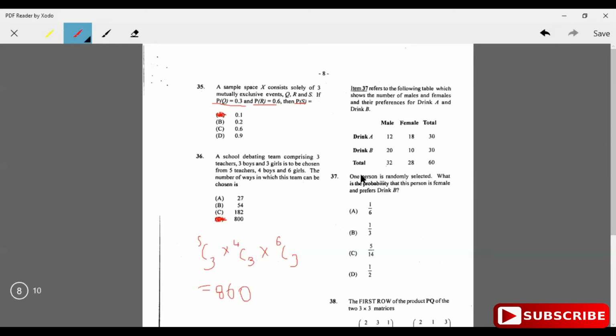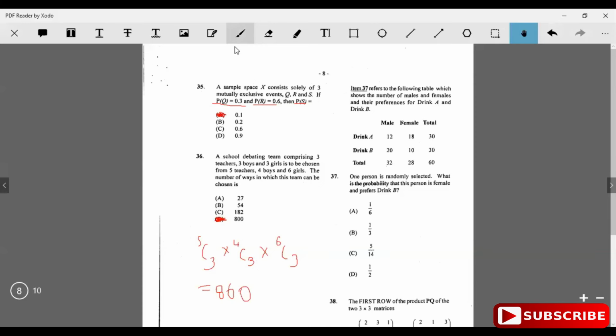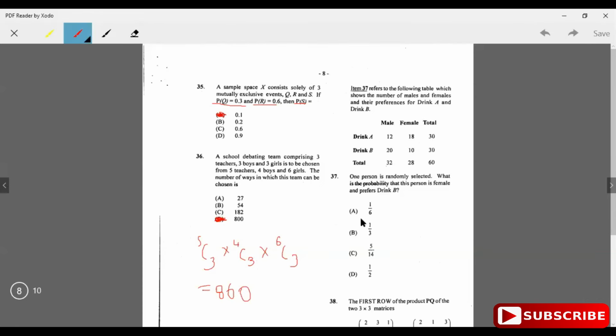Question 37. Big repeat. What is the probability that this person is female and prefers drink B? We've done this. 10 over 28, right? A, 1 over 6. So it says, what is the probability the person is female and prefers drink B? Female and prefers drink B, that's 10. So you're looking at where drink B intersects female, and then it's divided by the total. So it's 10 over 60, which is 1 over 6. That's A.